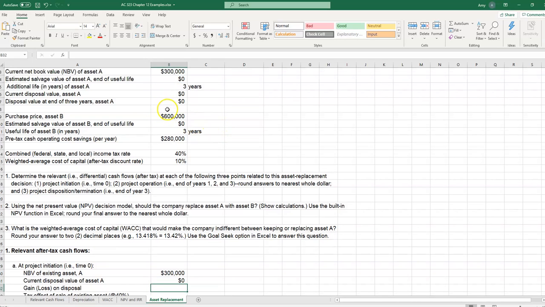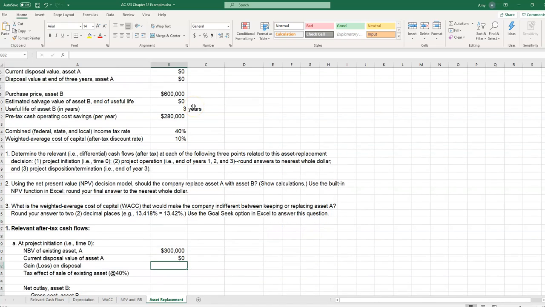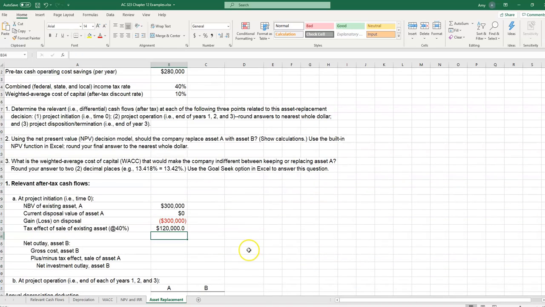We expect a gain or loss on disposal, so if we get rid of it now at its current book value and buy machine B, we would be losing $300,000. We would have a loss on disposal. That would give us a tax buffer. So our loss times our 40% rate gives us a tax savings of $120,000.